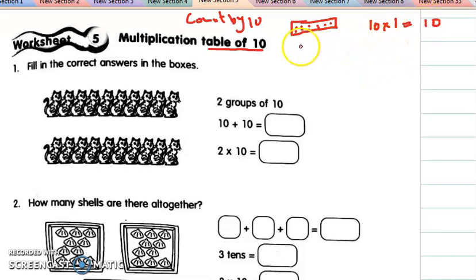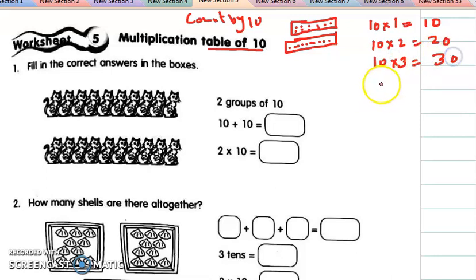For two groups of 10, it means if we take two groups and each group has 10 members in it, 1, 2, 3, 4, 5, 6, 7, 8, 9, and 10. Then we say it is 10 times 2. 10 times 2 means there are two groups, each one having 10. So then the total is going to be 20. In the same way, 10 times 3 means there are three groups of 10.